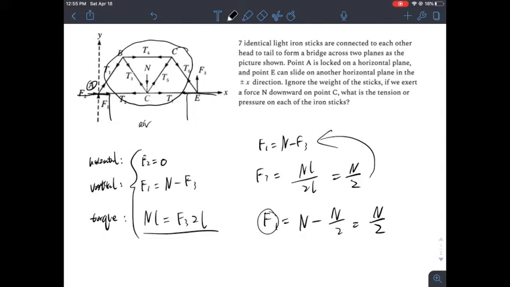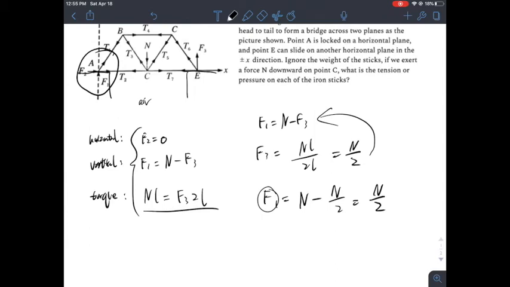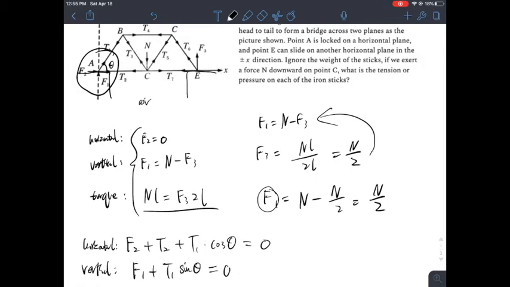Let's first define an isolated system that only considers the equilibrium of forces at point A. We assume that all tensions are pulling forces. Here we have 4 forces. In the horizontal direction, we have F2 plus T2 plus T1 times cosine of theta equal to 0. Let's define theta as the angle from the horizontal direction. Then in the vertical direction, we have 2 forces: F1 plus T1 times sine of theta is equal to 0.